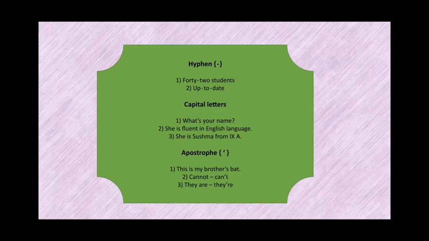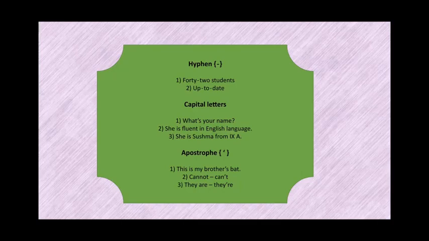Next is capital letters, which is very, very important. Capital letters are used to begin a sentence. They are also used when a proper noun is being mentioned in between the sentence as well, if it is the name of an important person or a country, so proper names. For example, What's your name? So what is in capital? She is fluent in the English language. She is, capital S, and E is capital for English because English is a subject. The third one, She is Sushma from 9th A. So S is capital and the name Sushma is capital.